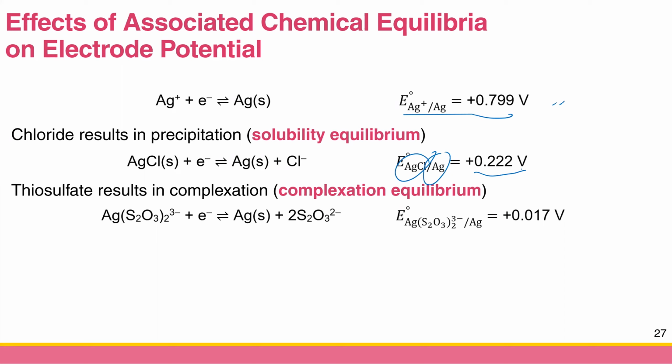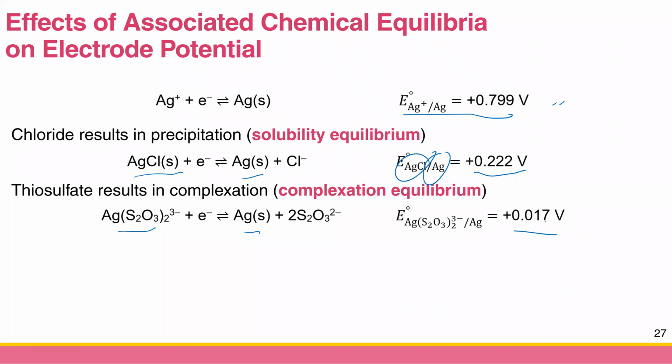And maybe another reaction that you are interested in is the complexation, like the thiosulfate complex reduction to silver solid. So the second one is silver chloride reduction to silver. And this one will be silver thiosulfate, which is a complex, reduced to silver. And you open the standard electrode potential table and you get this number.